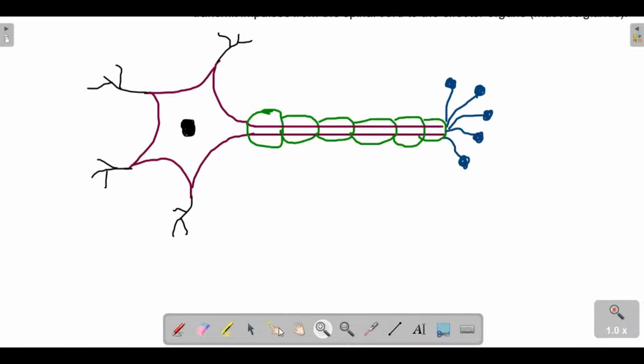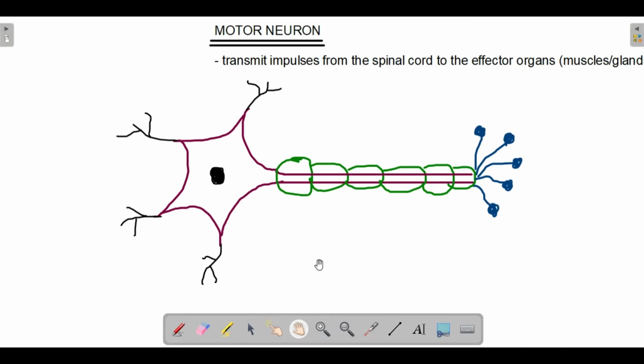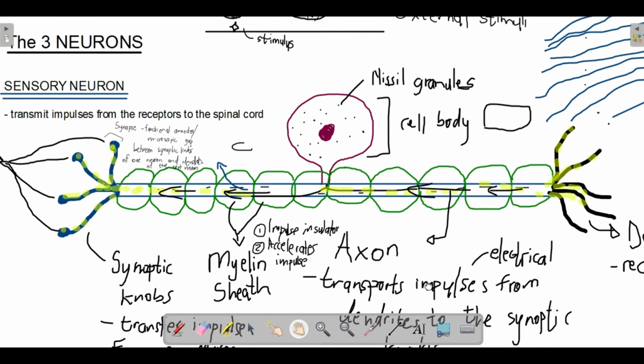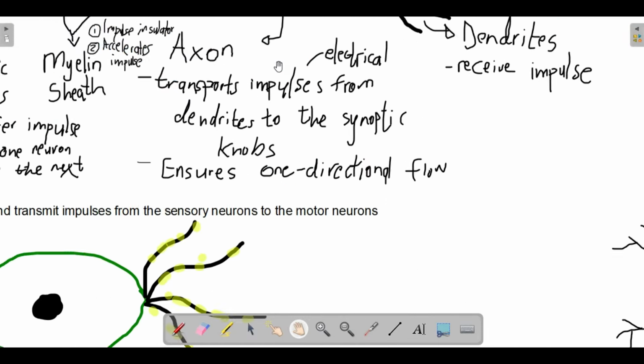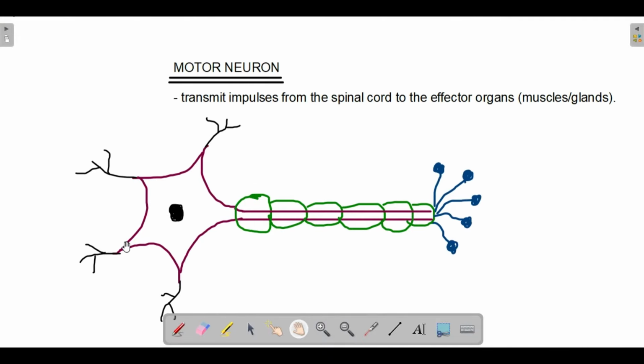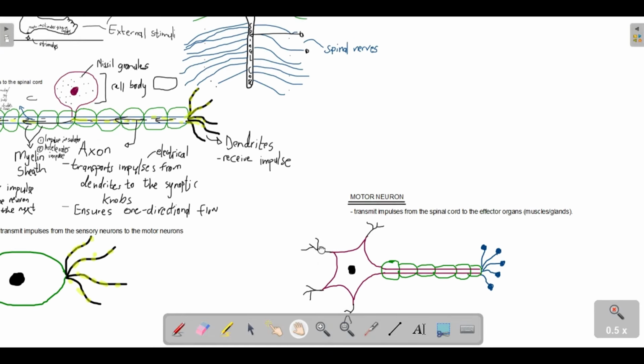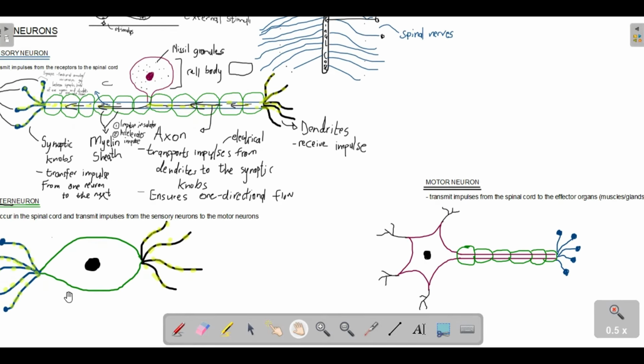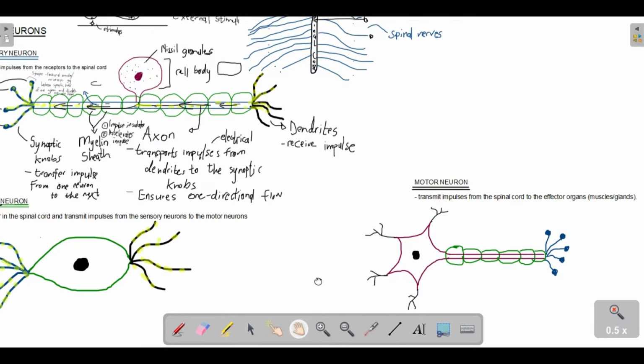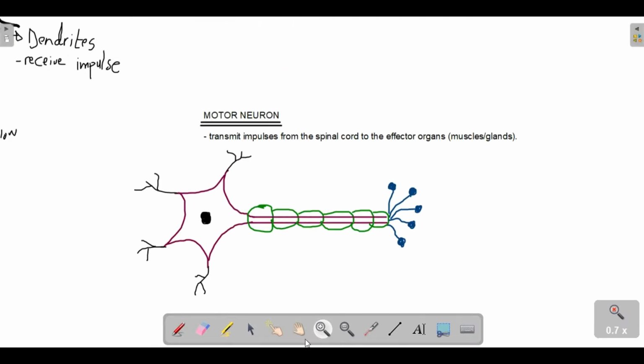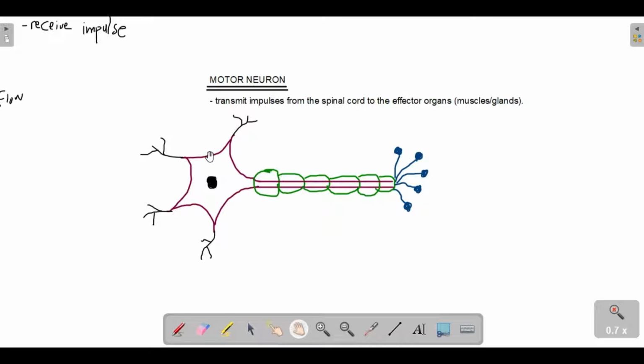The motor neuron looks like this. It's always going to be like this. Be able to identify these neurons. This is the sensory neuron, and that is the motor neuron. They are not the same, guys, so I need you to note that difference. Still the same structures: this is the cell body, and those are your dendrites. This is your axon, and that is your myelin sheath wrapped around the axon, and that is your synaptic knobs.